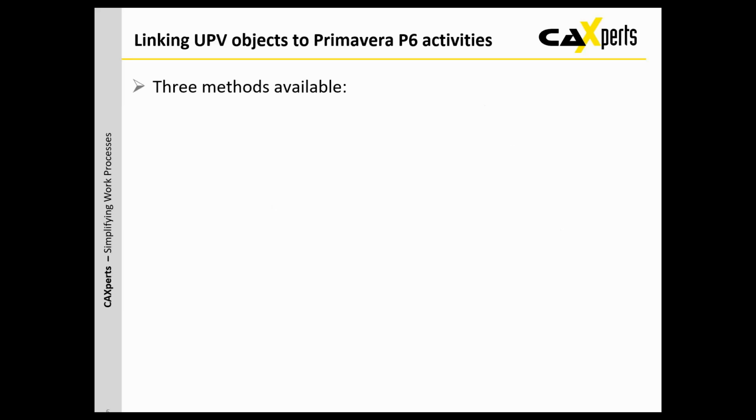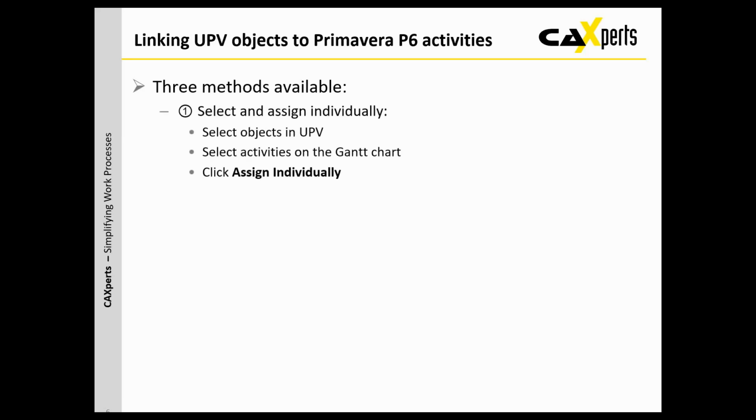How can you link the UPV objects to the P6 activities? We have three methods. One is quite new. The first method is that you select the items in UPV and you select the activities in Primavera P6, and then you click on Assign individually. Of course, if you have 100,000 items to match, that's a very painful process. So it's not recommended, but if it's just about removing a tank and the pipeline, it might be okay.